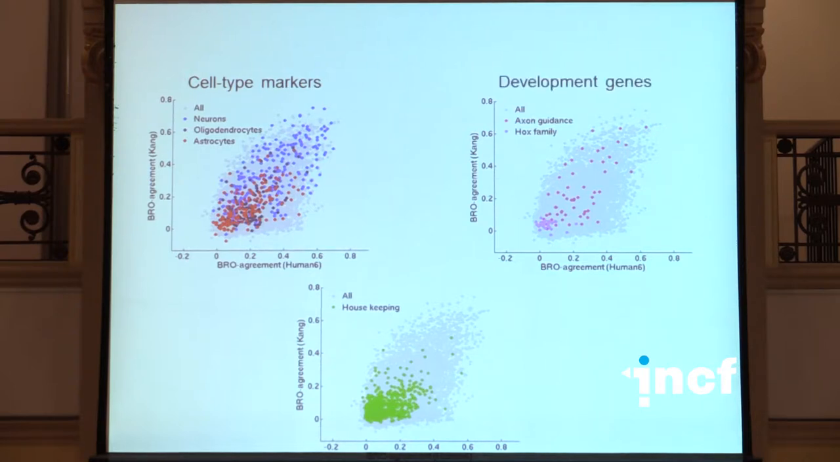Two more interesting stories: if you look at developmental genes like axon guidance, and this is again in the adult brain, they still retain differential expression across regions, even though their main function is during development. So it's possible to have other functions that we need to study. Finally, housekeeping genes are genes that are involved in fundamental functions, like basic metabolism. And again, it's interesting that the brain actually uses different genes in different areas.